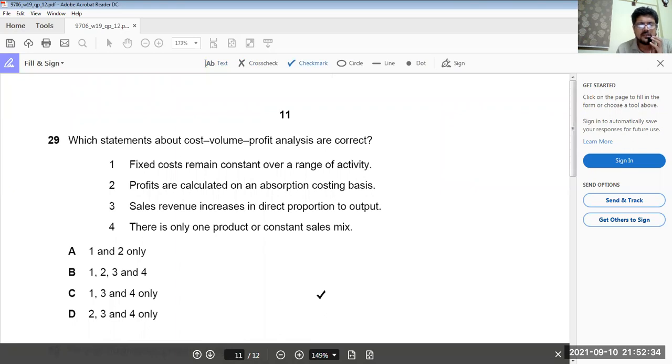Which statements about CVP analysis are correct? Fixed cost remains constant over a long range of activity. Okay. Profits are calculated on an absorption costing basis. No. Sales revenue increases in direct proportion to output. Yes, there is only one product. Only statement two is not correct. So it means option C, 1, 3, and 4. Option C is your answer.